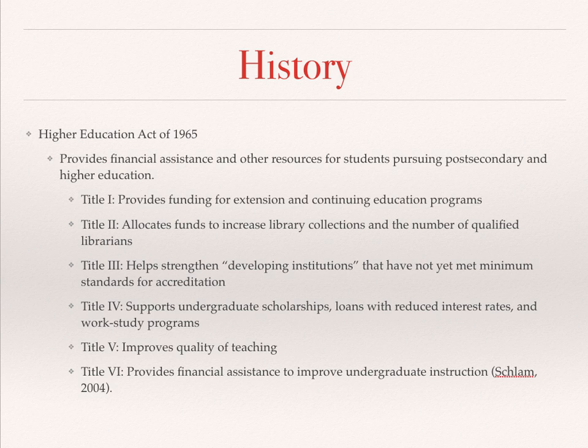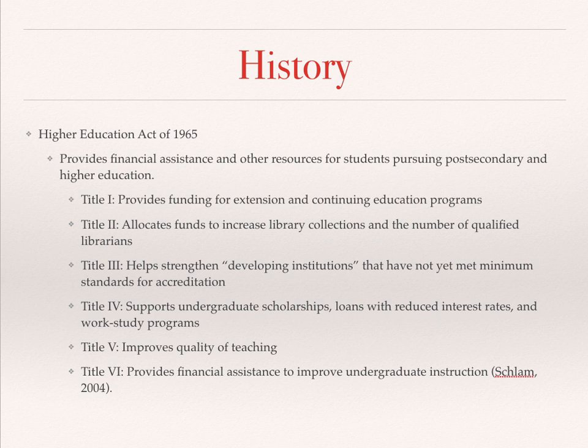Title III was to help strengthen the developing institutions, those institutions that had not yet met accreditation but were on the verge of doing that. How did we help them get to that point? Title IV was supporting the undergraduate scholarships, talking about financial aid, giving loans at a reduced interest rate so that it wasn't so difficult for students to repay those, and also helping with work-study programs and the availability of those programs.